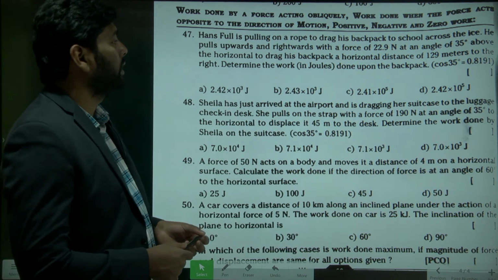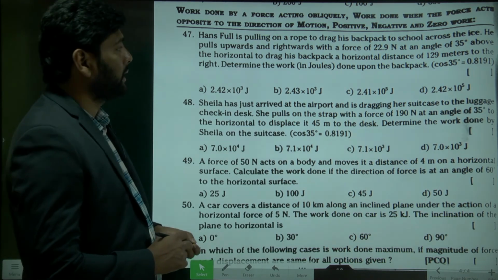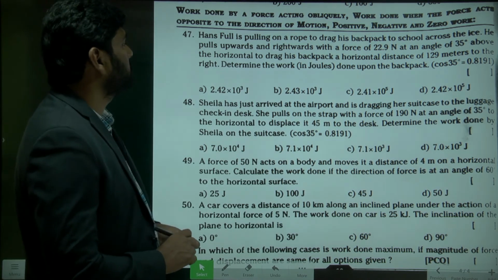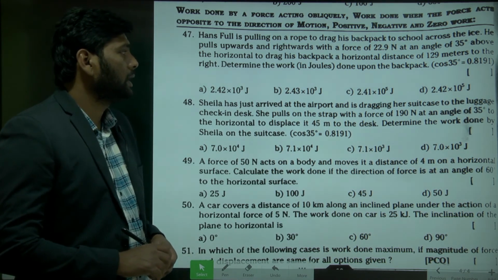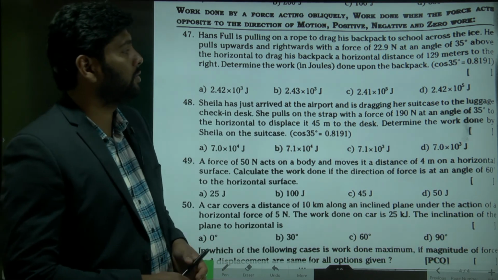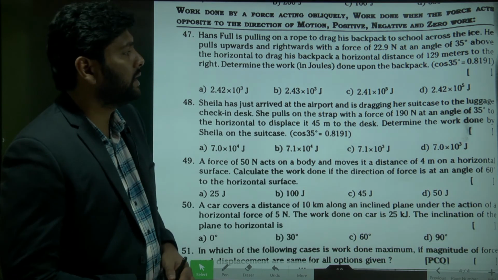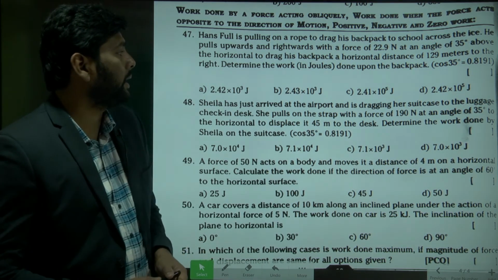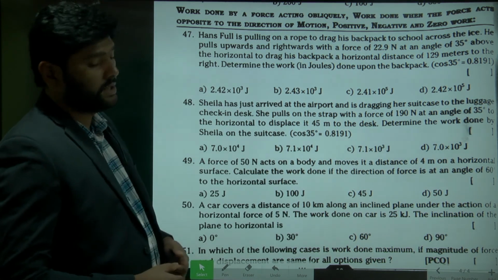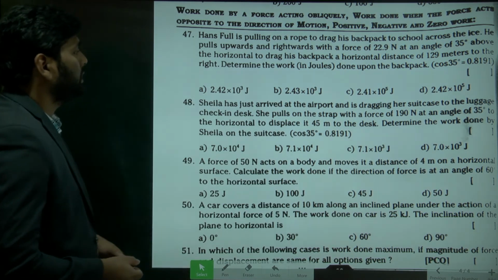Hands full is pulling a rope to drag a backpack to the school across ice. He pulls upwards and rightwards with a force of 22 newtons at an angle above the horizontal. The horizontal distance is about 120 meters to the right. So determine the work done.